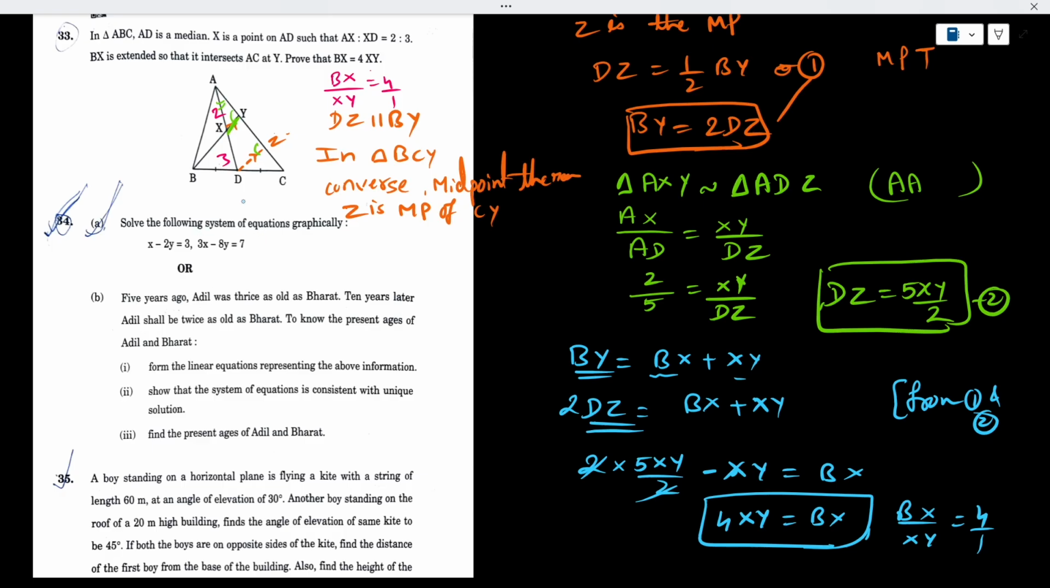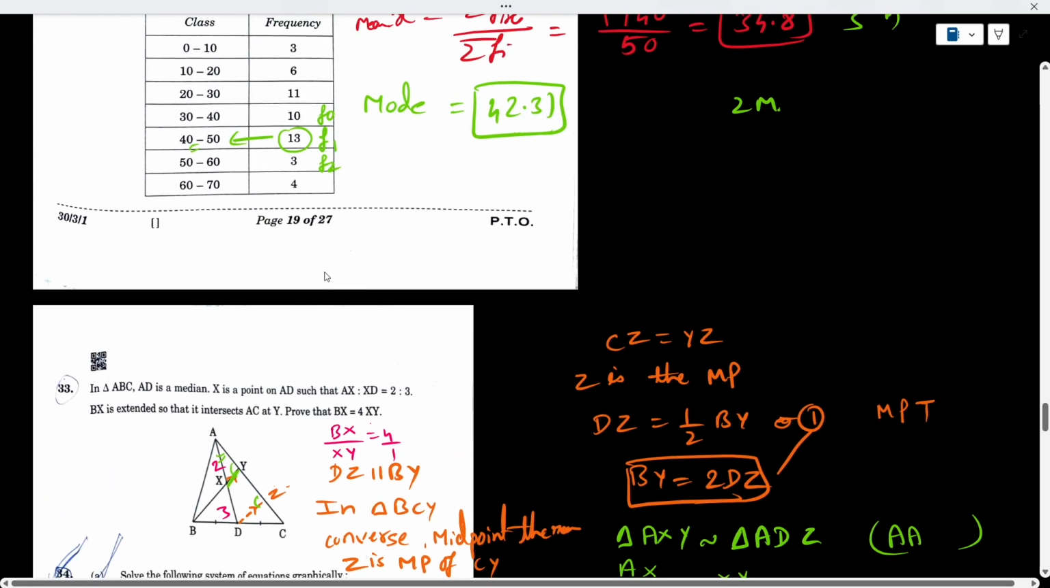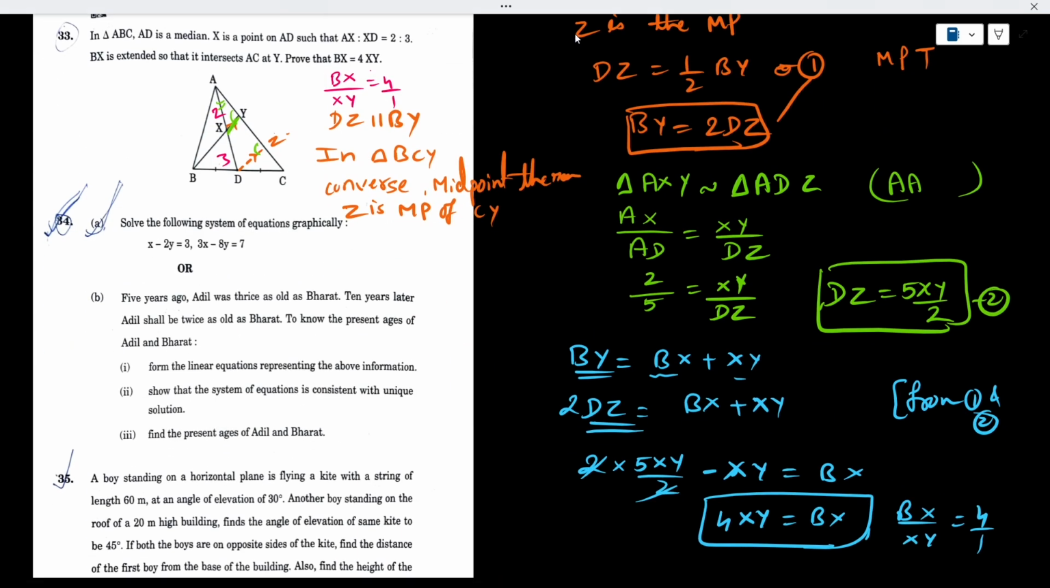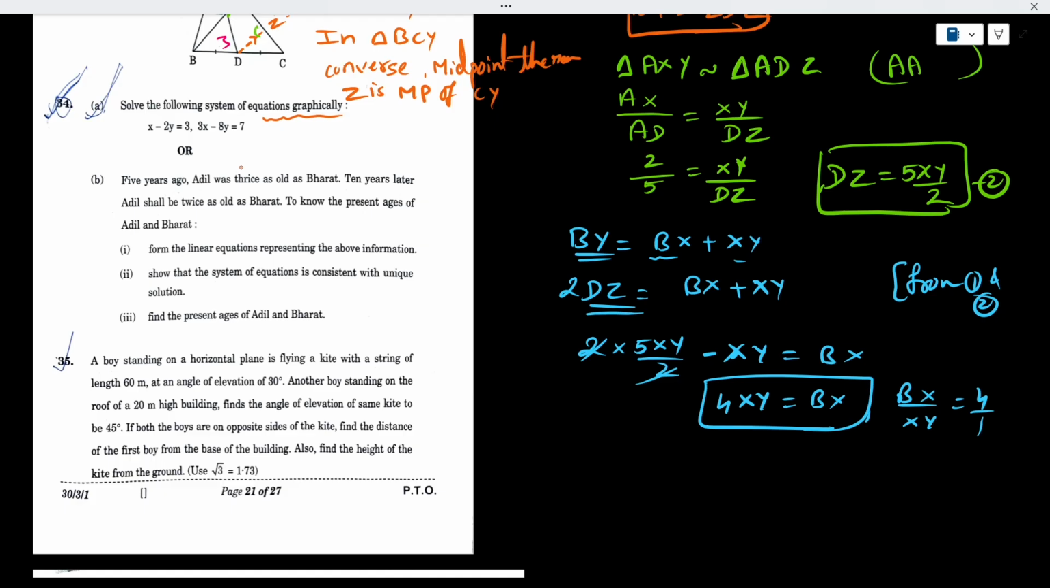Right after that, your 33rd question was a 5 marker question. We are discussing now 5 marker question. Now your next 5 marker question is from linear equation. Graphically means you must get one graph sheet where you need to draw the linear equations of these two given statements. And if you check here, your graph will intersect at (5, 1).